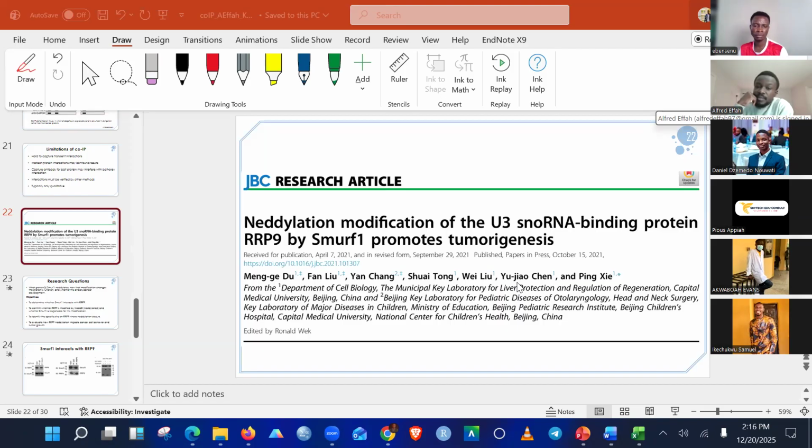Okay. The second question has to do with how you take care of the post-translational modification of the protein. Let's say you see some proteins, after they are translated, a lot of things happen to them.